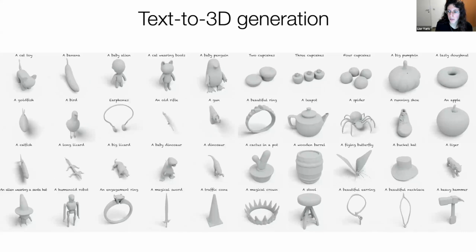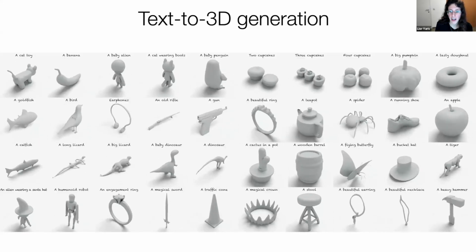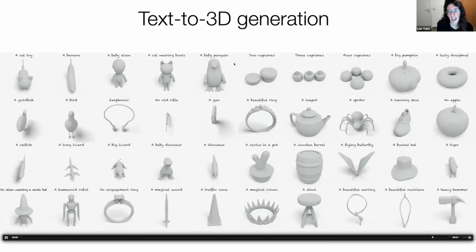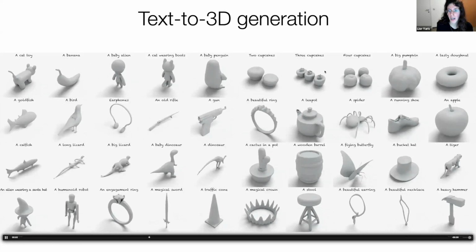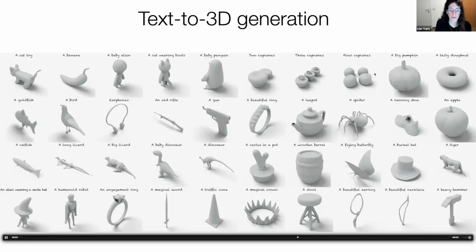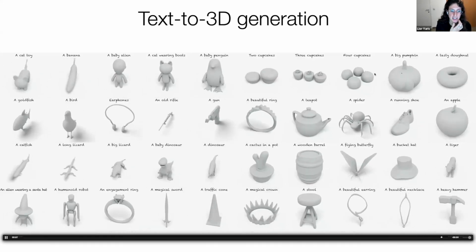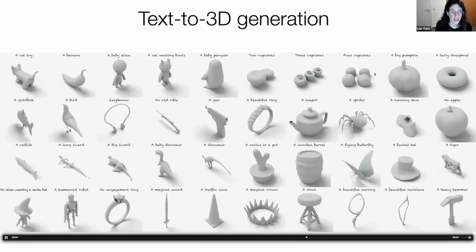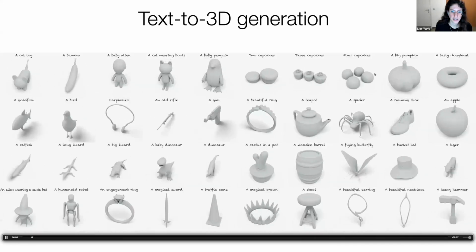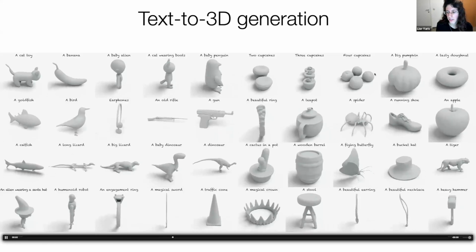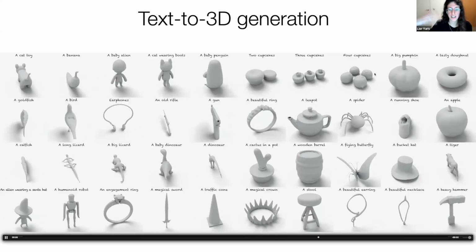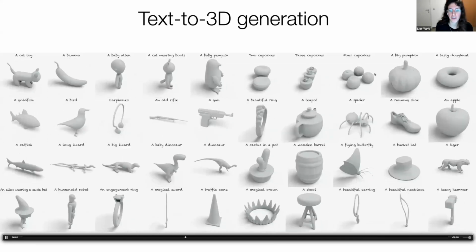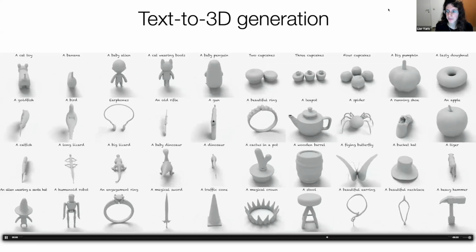But still we're able to get some nice properties, like the thin structure you see in the butterfly here, and some text understanding. I like this example of 2 cupcakes, 3 cupcakes, and 4 cupcakes. There are some nice versatile results here, and I think it's one step toward a good and more versatile text to 3D generation.